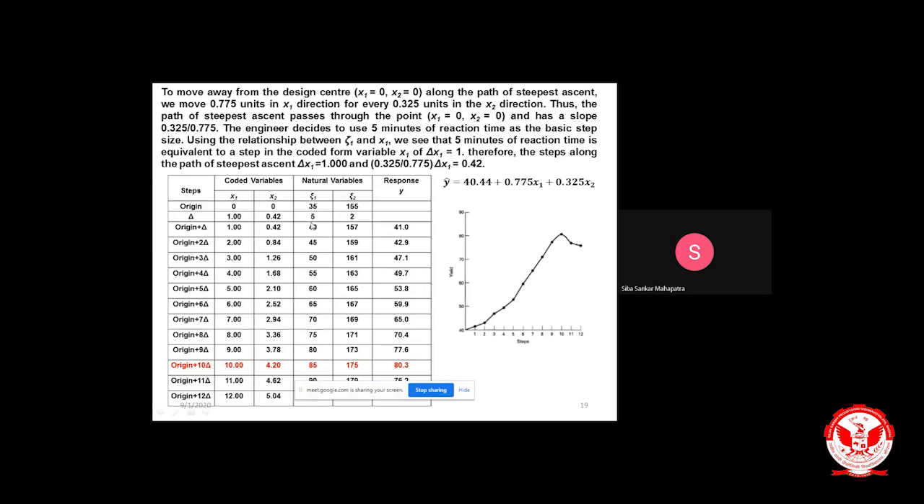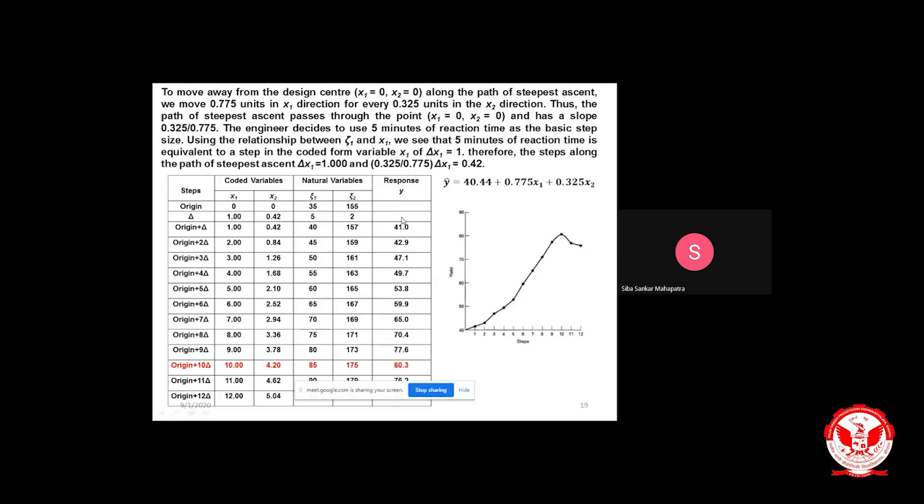In the natural variables, the reaction time moves by 5 and the temperature by 2. So from the current operating conditions, we move in this way. From the origin, that is 0, 0, you add delta, twice delta, 3 delta, 4 delta, 5 delta, like that up to 12 delta. Now you go on conducting the experiment and note down these responses.